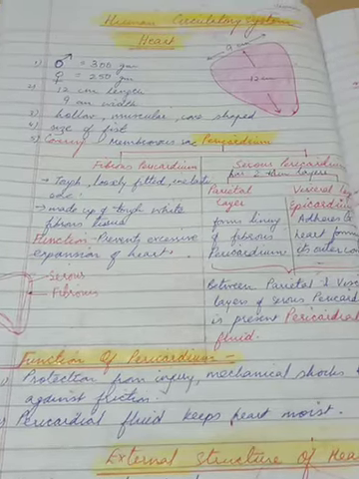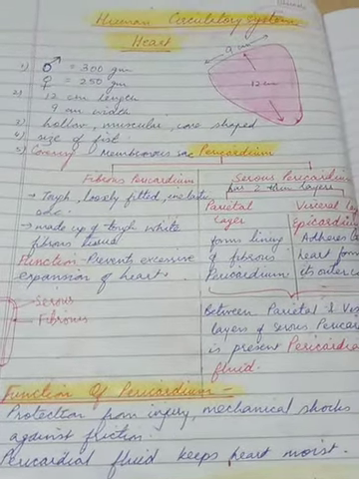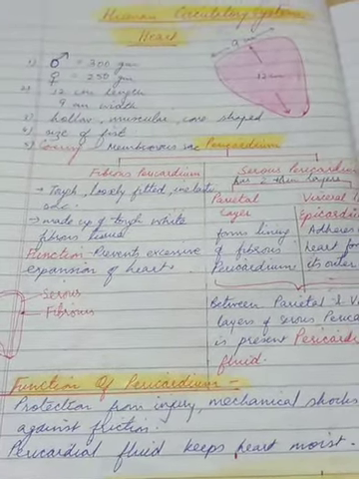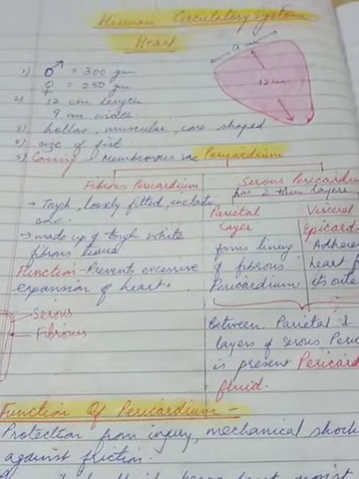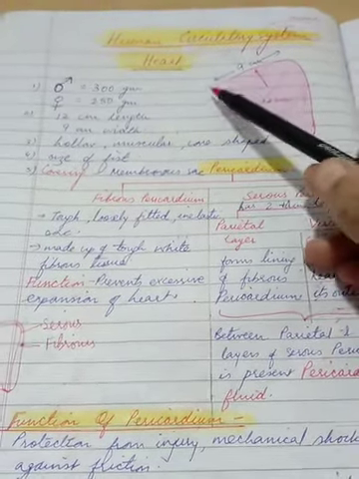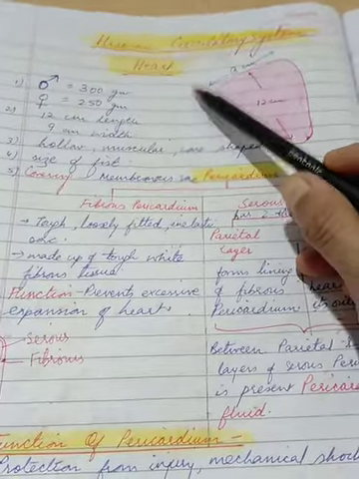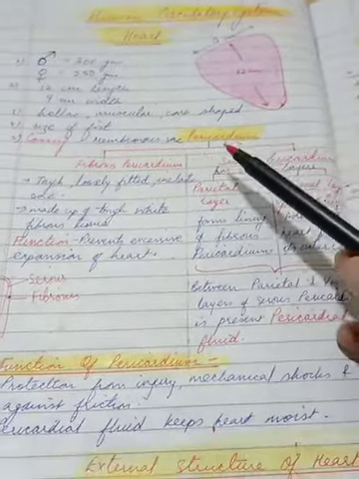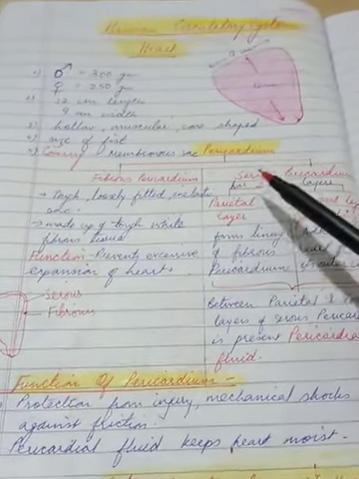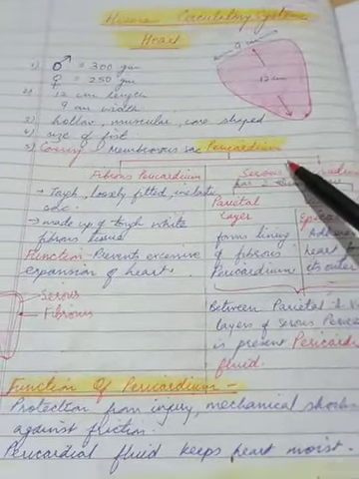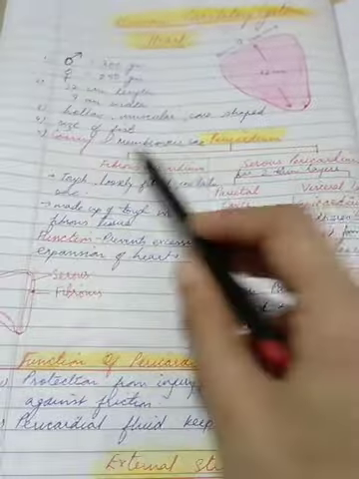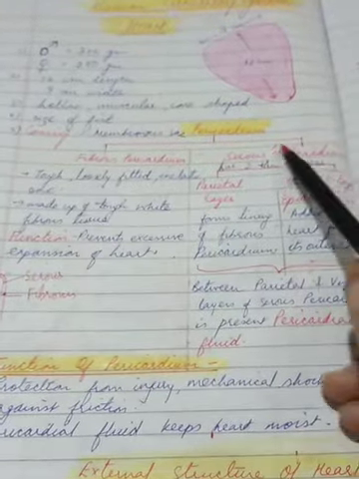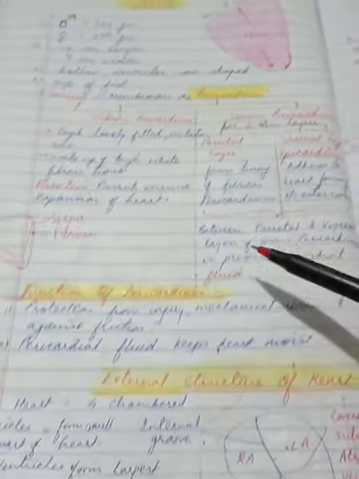Good evening, children. During our last lecture, I had started the topic human circulatory system, and especially we started the topic heart. In this topic, we discussed the various characteristics, various dimensions, the wall, that is pericardium, and these new terms I had introduced, and the details.